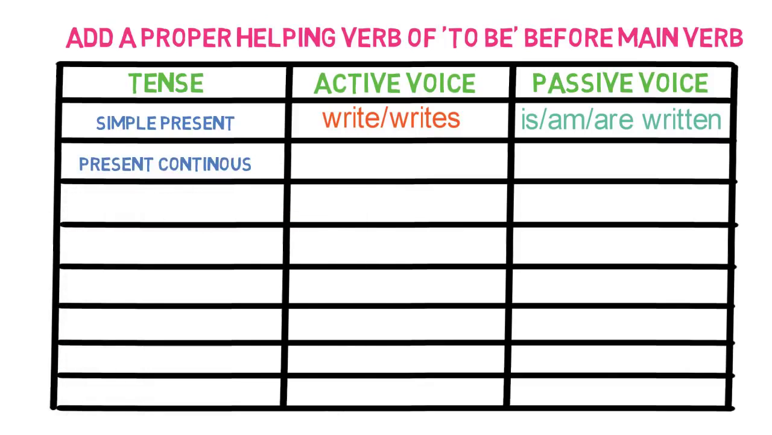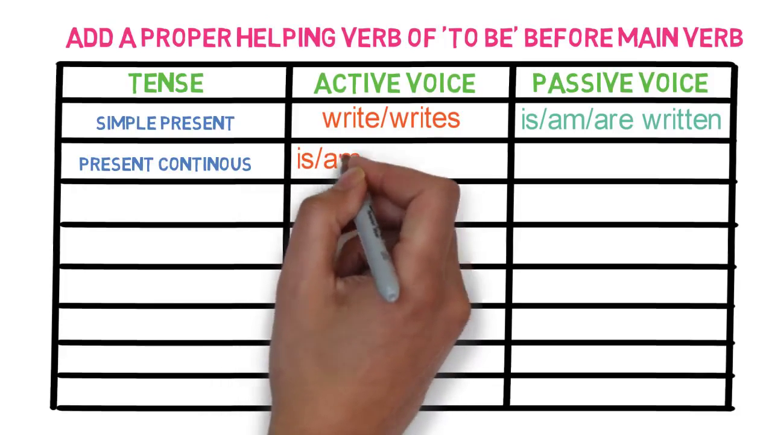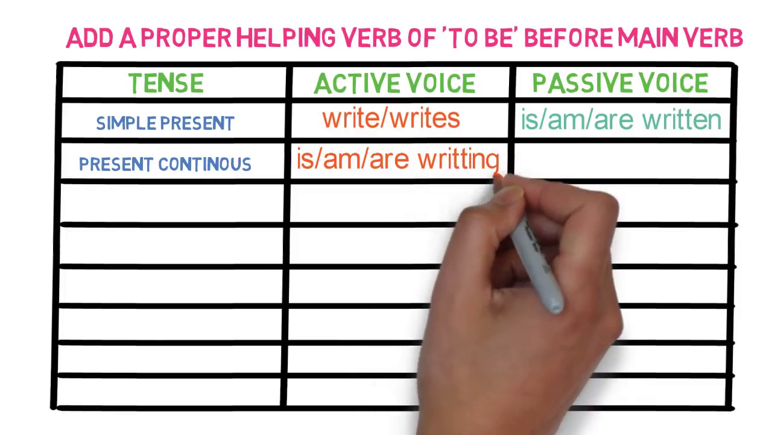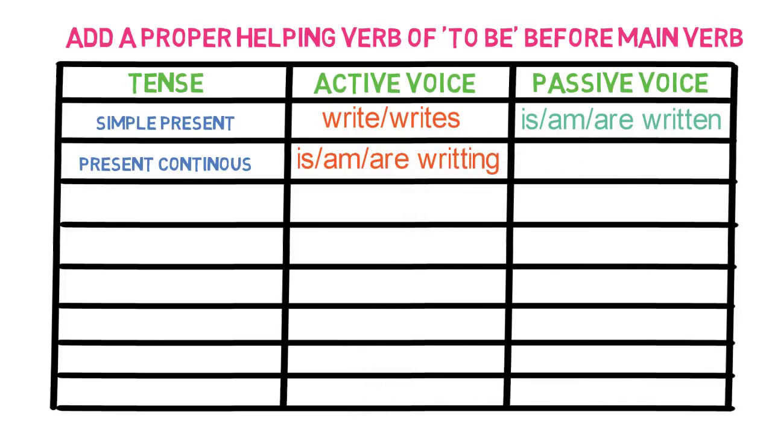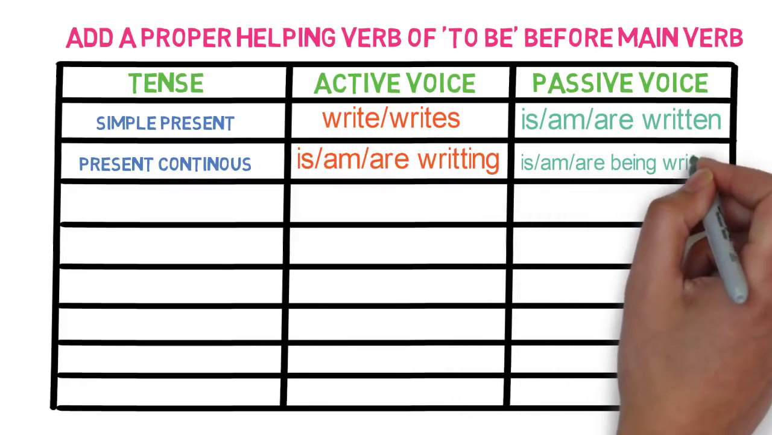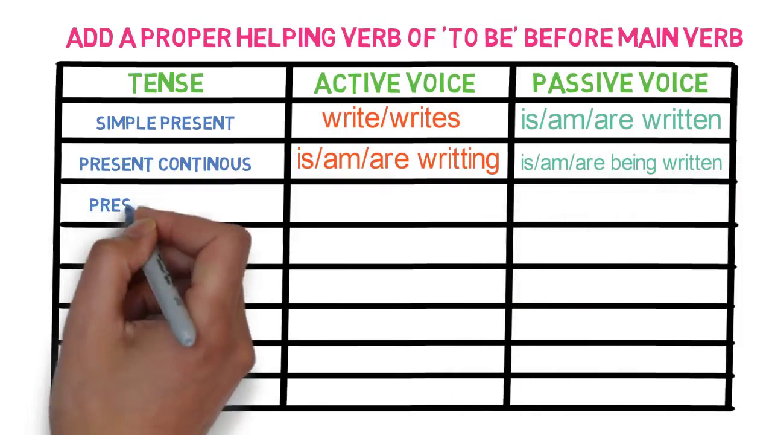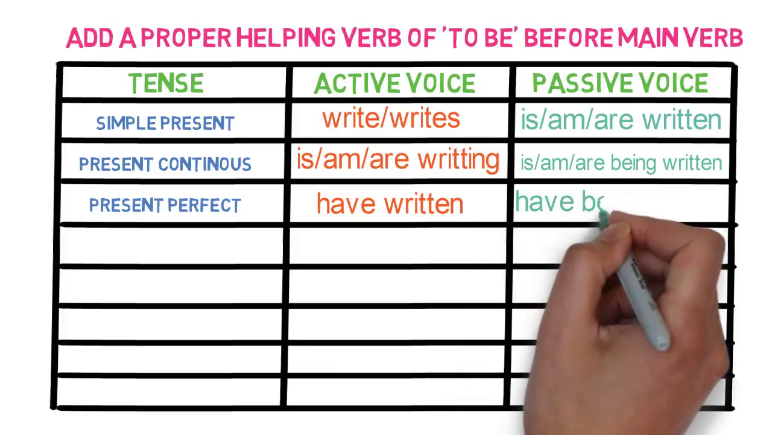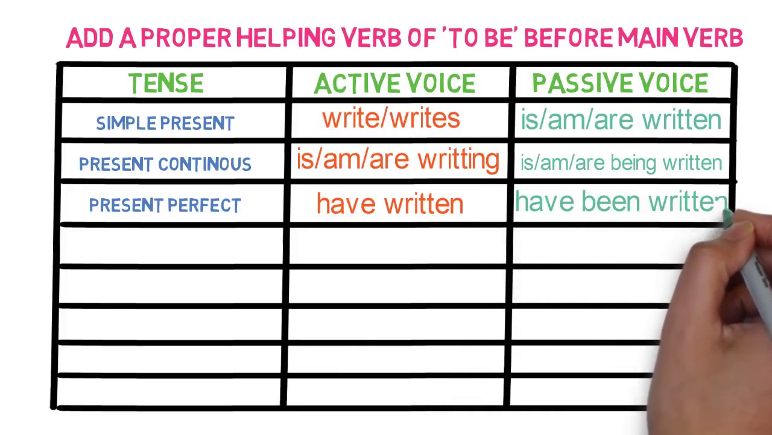For present continuous, in active voice, we have is or am or are, depending on whether the subject is singular or plural, and writing. While in passive voice, we add the helping verb being with is, am or are, and written as the verb. Present perfect tense, in active voice, we use have written. While in passive voice, we add the helping verb been after have, and written.